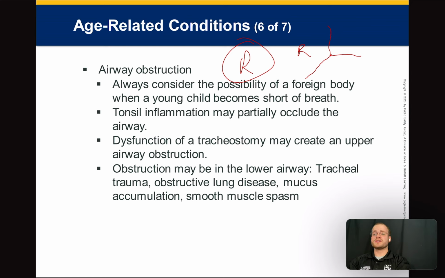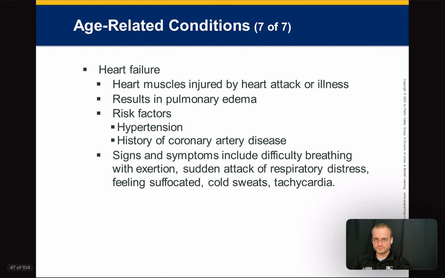Now, obstruction may also be in the lower airways. So we could have tracheal trauma, right? So from a hanging or from choking or something like that. Obstructive lung disease. What are obstructive lung diseases? Asthma, COPD, emphysema, bronchitis, bronchiectasis. Those are the more common ones. Remember, on an exam, if you have to pick one, it's probably going to be obstructive rather than restrictive. Mucus accumulation, we've talked about this, or smooth muscle spasm. Both mucus accumulation and smooth muscle spasm will result in obstructive pathology.